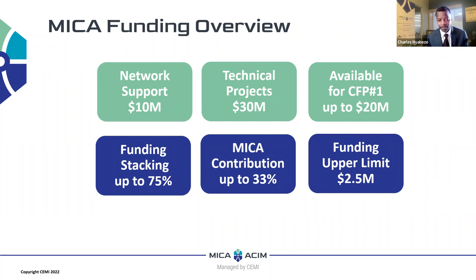Certainly, there is a funding stacking limit of up to 75%, and Sherry will touch on this a little bit later as well. And there is an expectation that your contribution to the project will be up to 33%. The MICA contribution on your project will be up to 33% of that project value. And then also there is an upper limit of about 2.5 million. So we cannot have huge projects being funded simply because we don't have that much money to go around. We want to preserve as much as possible so we can distribute it more evenly across the country and to as many projects as possible that require it.